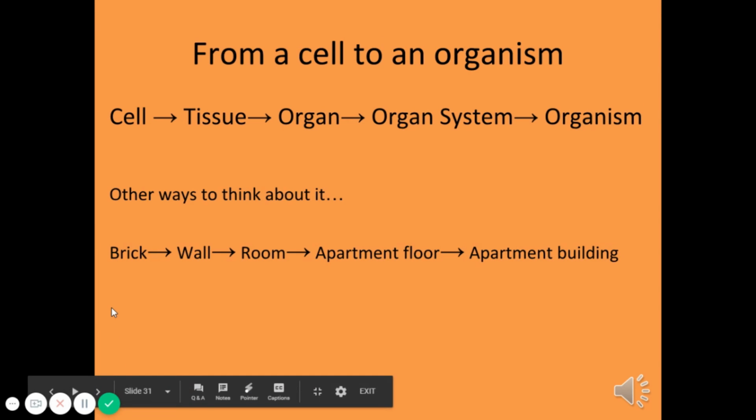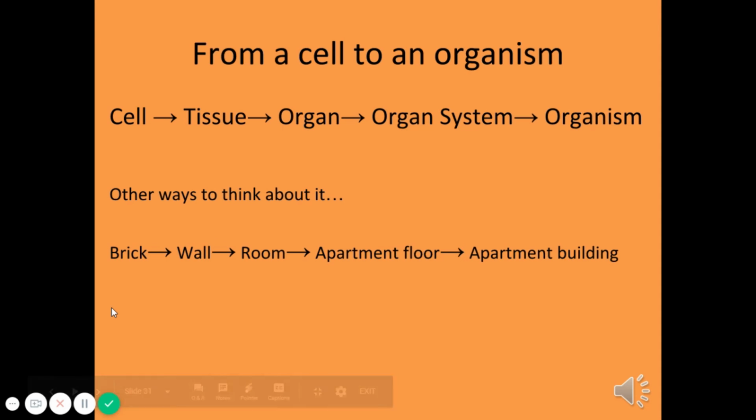And it's just another way to think about it too. Think of a cell as like a brick, and then you can put multiple bricks together, and those bricks are all doing the same job, and they're forming a wall. So the wall is like a tissue. And then if you put multiple walls together, that can form a room, and then rooms form, say in an apartment building, one whole floor of an apartment building. And then if you put multiple floors together, you get the entire building. That's like our organism. So that's just another way to think about it, building up from the small to the more complex.